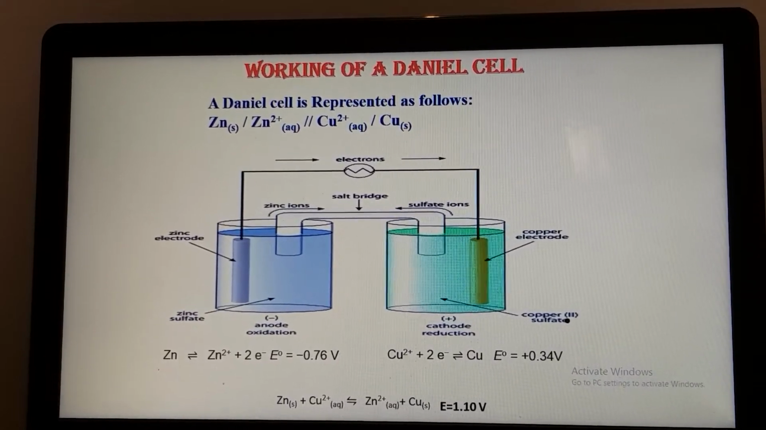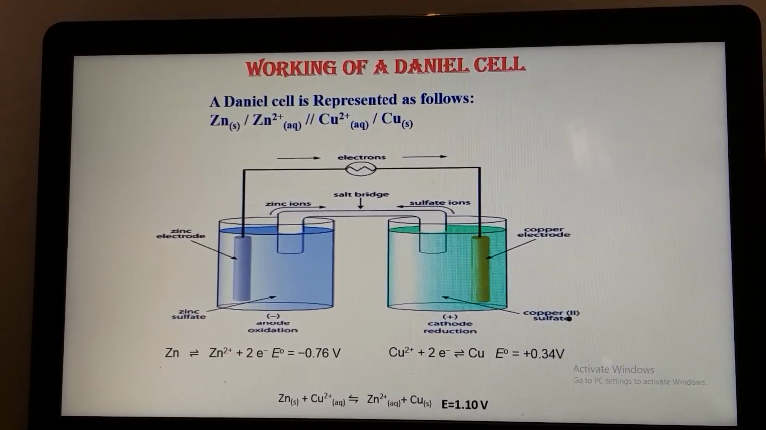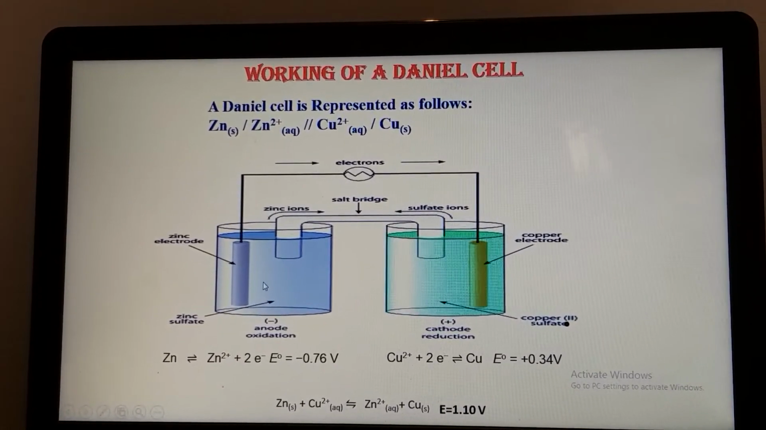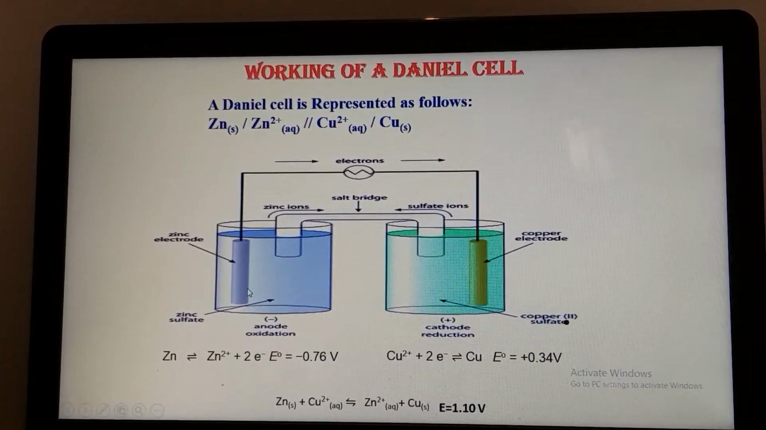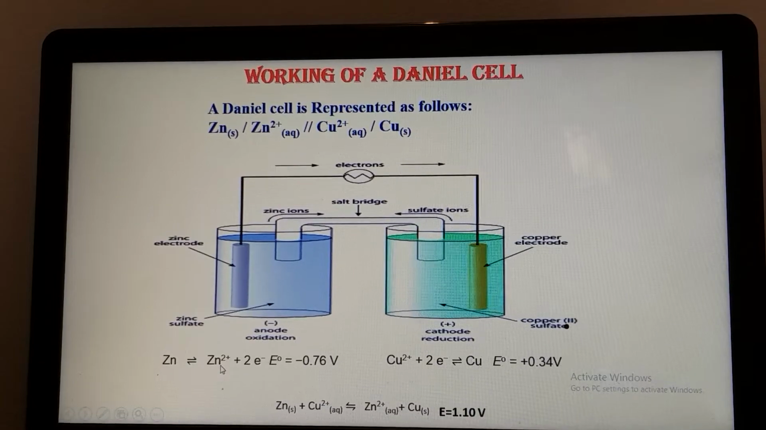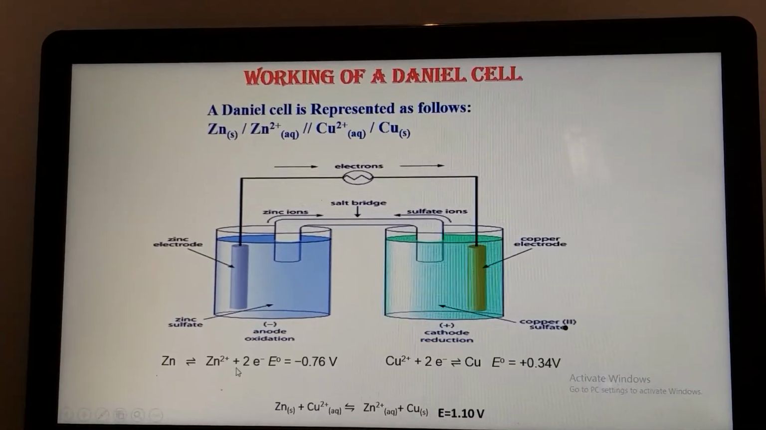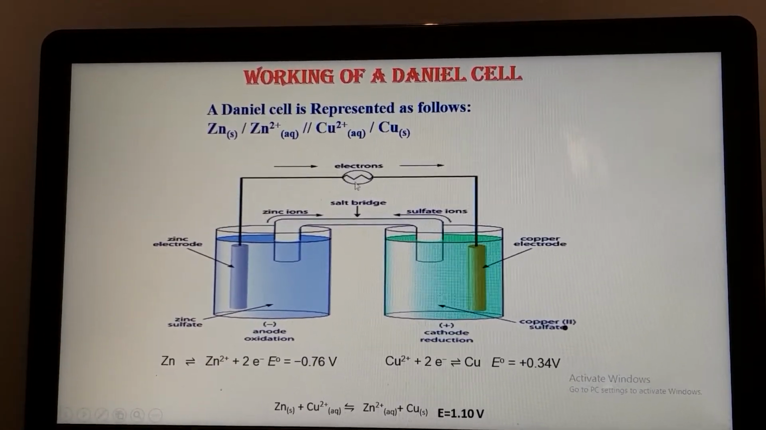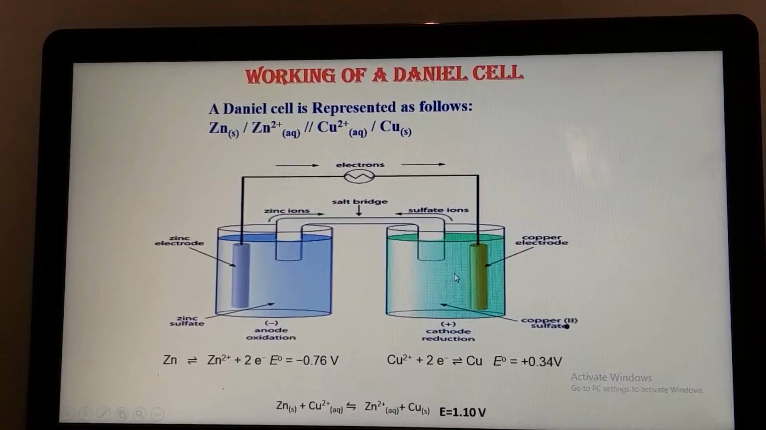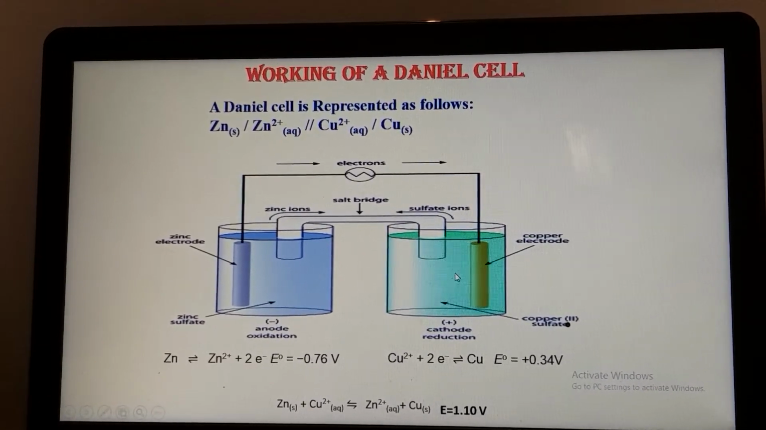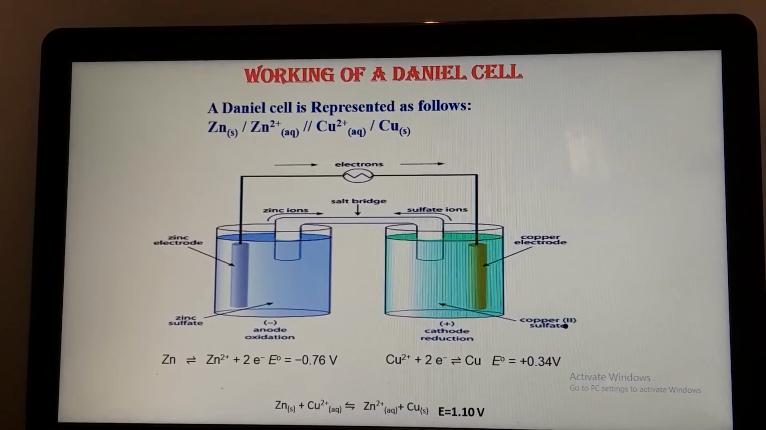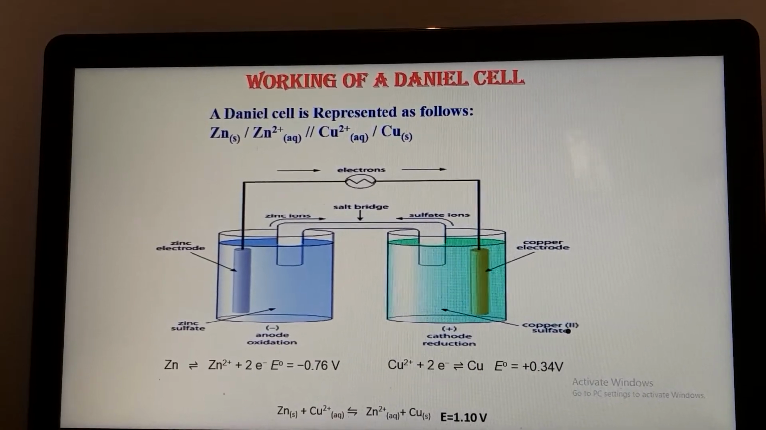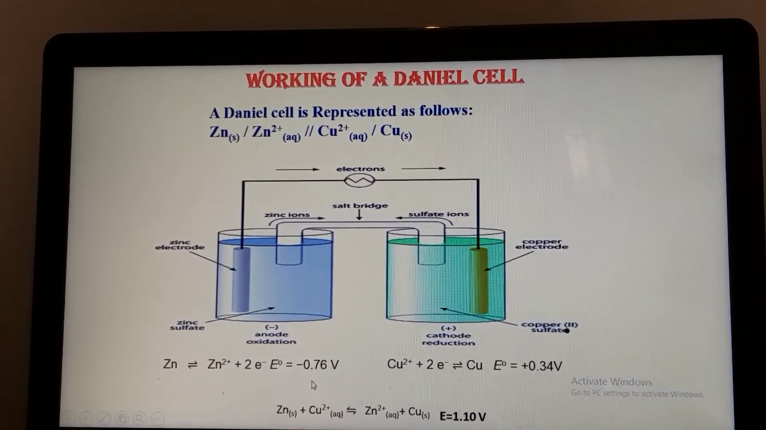The sulfate ions then enter the salt bridge and reach the anodic compartment, where the sulfate ions attack the zinc electrode and dissolve the zinc rod as zinc ions with the release of electrons. These electrons again enter the external wire and reach the cathodic compartment, and this goes on till a dynamic equilibrium is attained. Now the copper electrode has a higher reduction potential of plus 0.34 volts, whereas the zinc has a lower reduction potential of minus 0.76 volts.